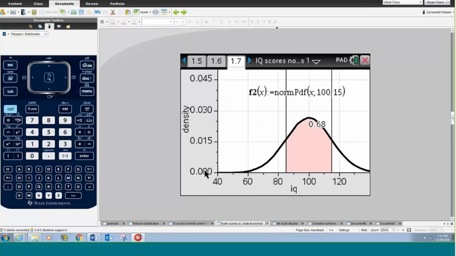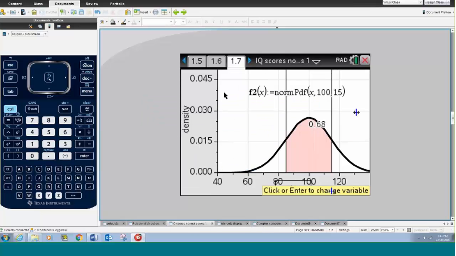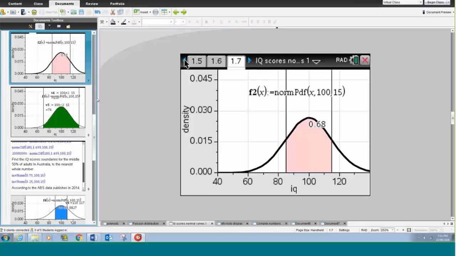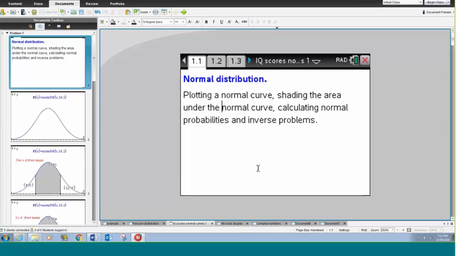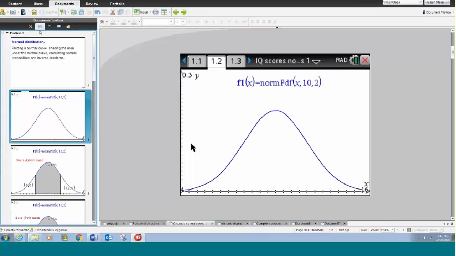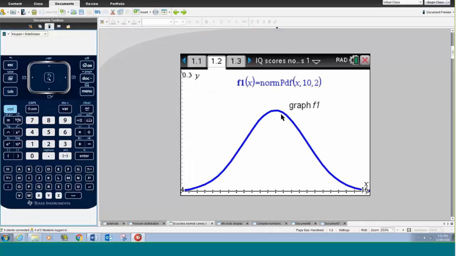And now let's see how we can create the normal graphs using the calculator. So I go back to the first screen. So we'll try to plot a normal curve, shade the area under the normal curve, calculate normal probabilities, and have a look at some inverse problems. So this one I sketch in the calculator screen, which has some disadvantages.